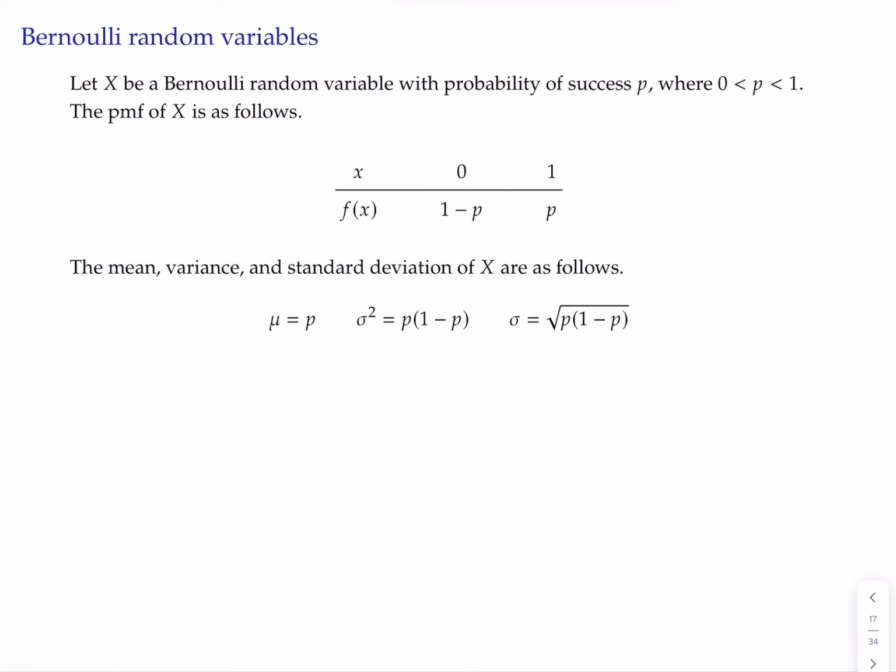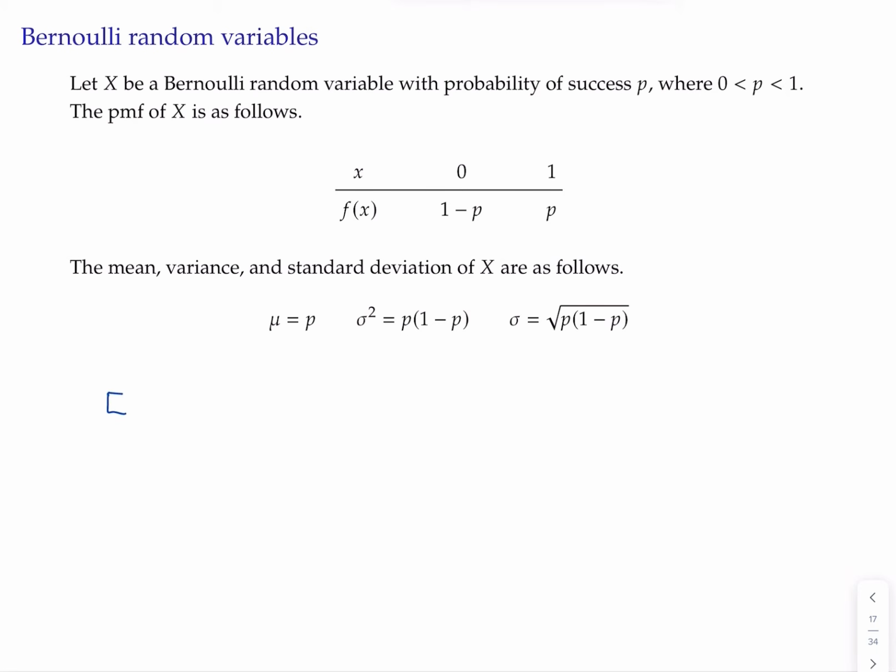This has a very simple PMF. Again, x can only be 0 or 1, and the 1 case occurs with probability lowercase p, and so the failure case occurs with probability 1 minus p. The mean of a Bernoulli variable is just lowercase p, the probability of success. This is the variance. This is the standard deviation.